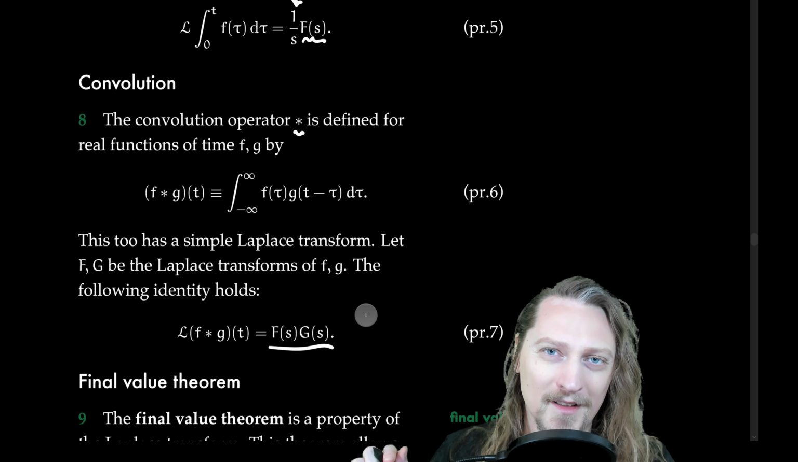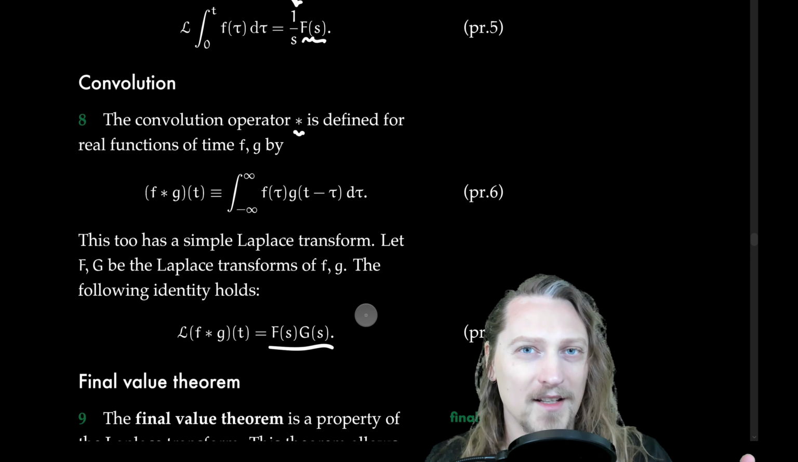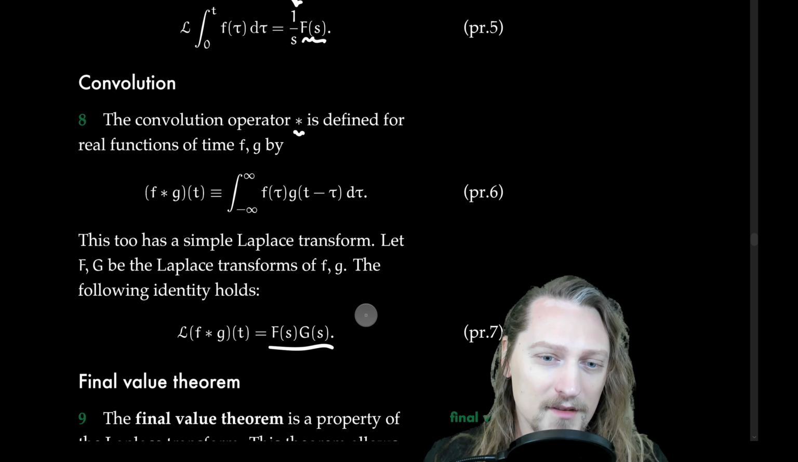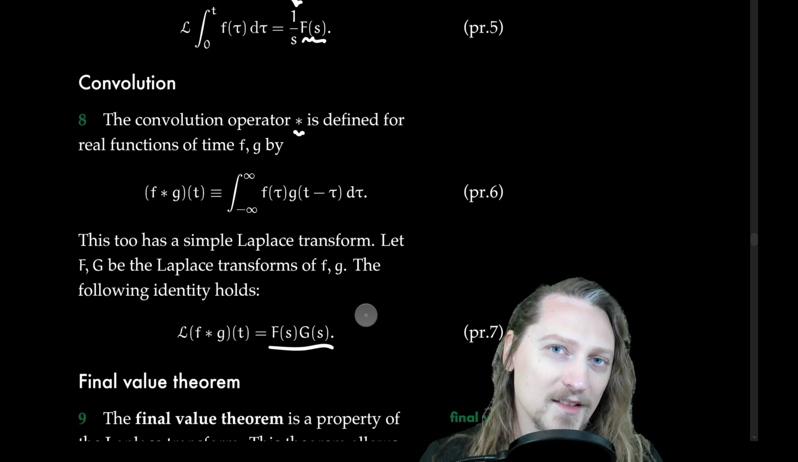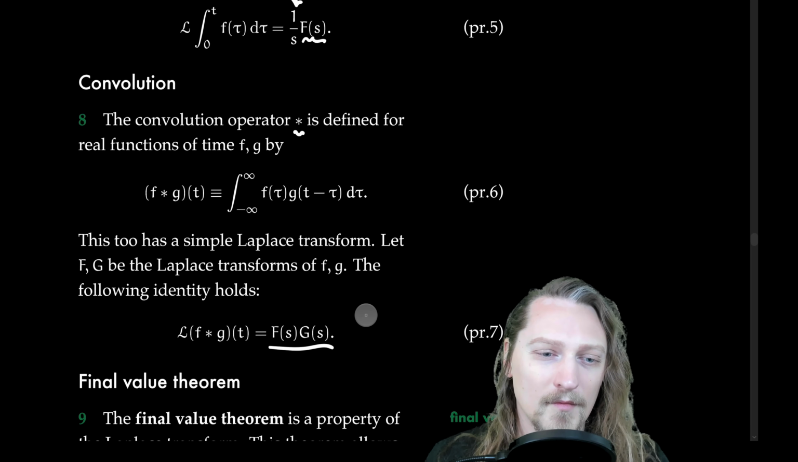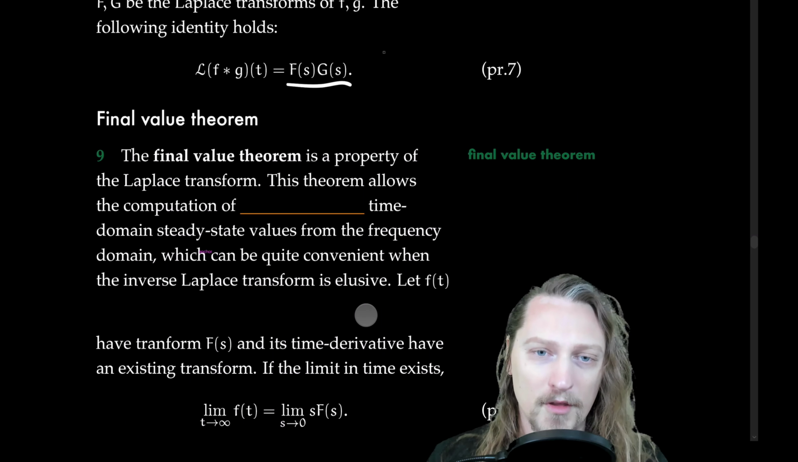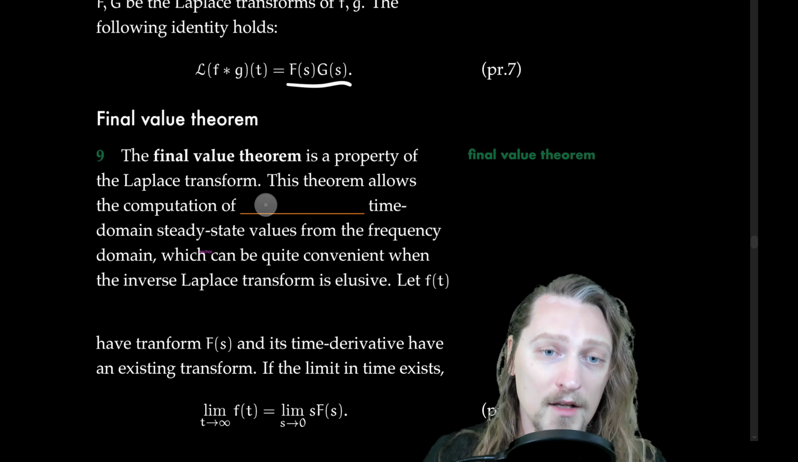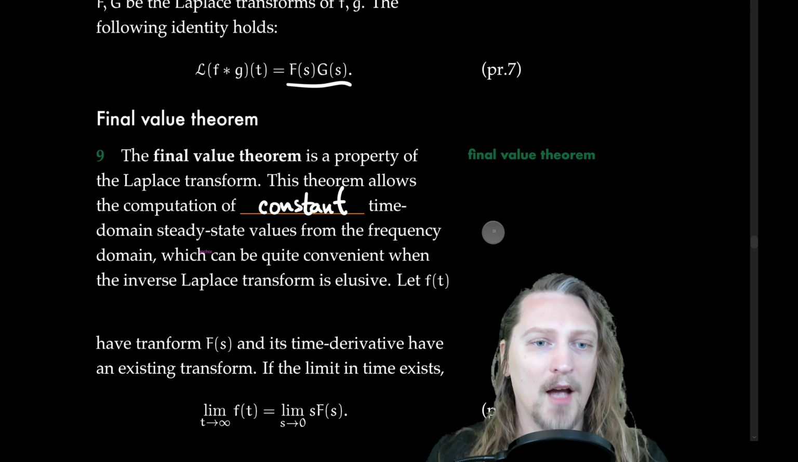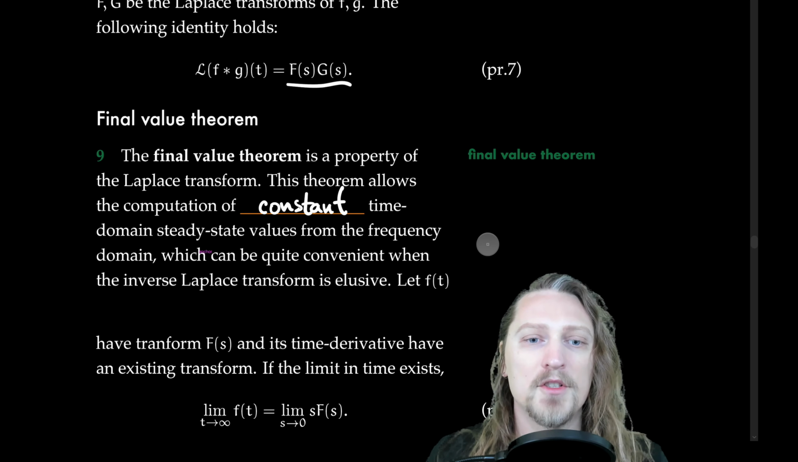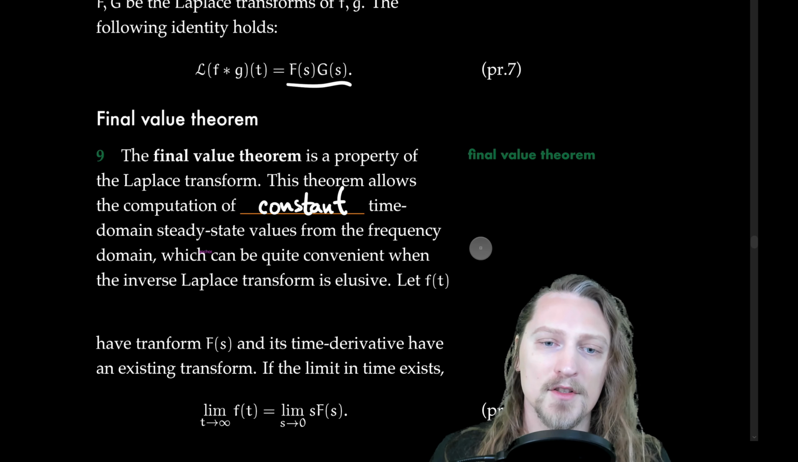Just multiplication in the s domain. Whereas in the time domain, there was an integral that was not always easy to evaluate. So that does make it really nice sometimes to use this identity. The final value theorem. This theorem allows the computation of constant time domain steady state values from the frequency domain, which can be quite convenient when the inverse Laplace transform is elusive.